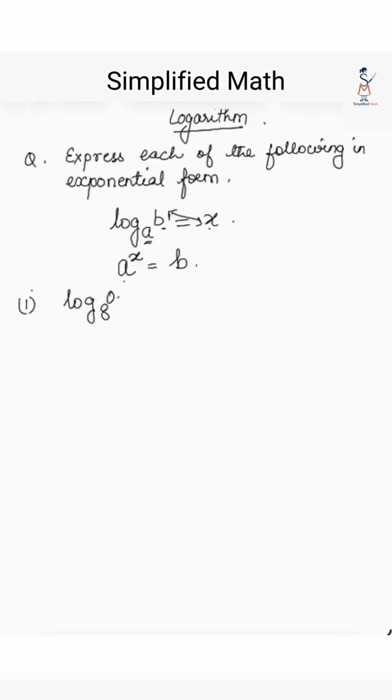Log 0.125 to the base 8 is equal to minus 1. So what we have to do, we have to put it in exponential form. The base will remain the same, that is 8, right? And what will be changed? The log whose log we are finding, that number will be changed with the answer. So 8 raised to the power minus 1 is equal to 0.125.